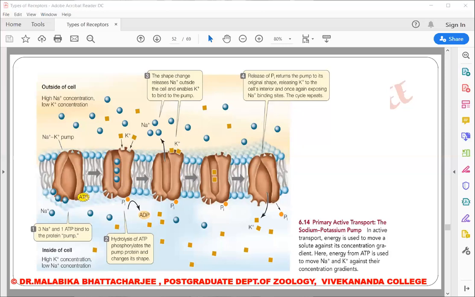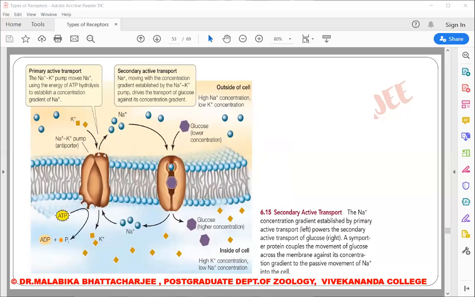In the next cycle, again ATP will bind. Again, 3 sodium will bind. So you see, the moment the potassium comes in, there's again a conformational change in the binding site of the gate. And now it is ready to bind to 3 sodium ions and ready to bind to an ATP molecule again. So it's a cyclical process. This continues. This is a dual example of both primary active transport and secondary active transport.